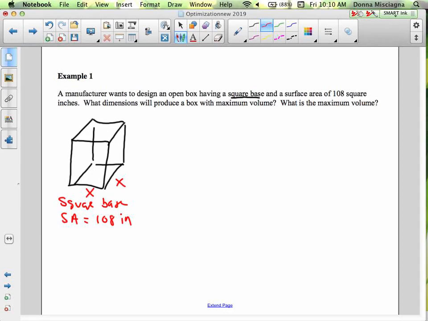Volume. So volume is going to be the primary equation, because that's what you want to maximize. Surface area is going to help us out. So that's going to be our primary, or secondary, excuse me. You can also consider the secondary equation to be your helper equation. That's another way you can think of it. So the volume of a box is going to be the area of the base times the height. So B is the area of the base.